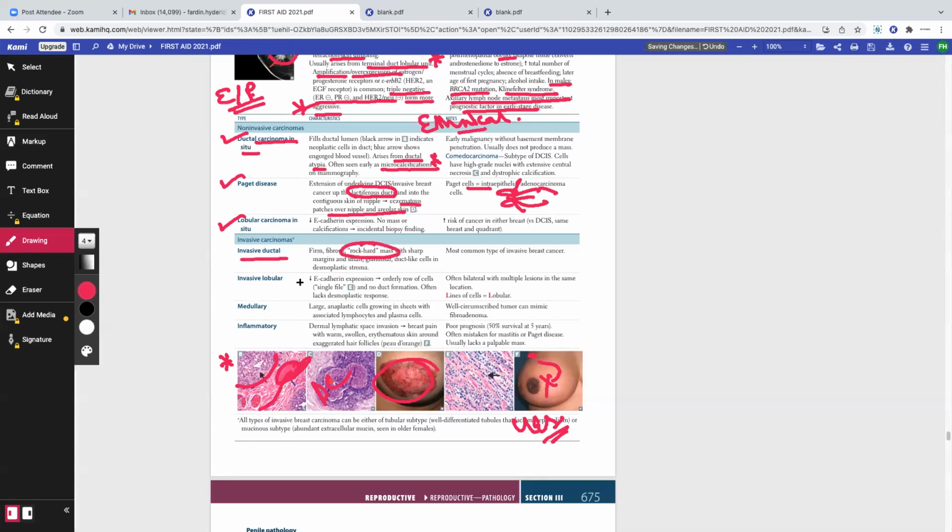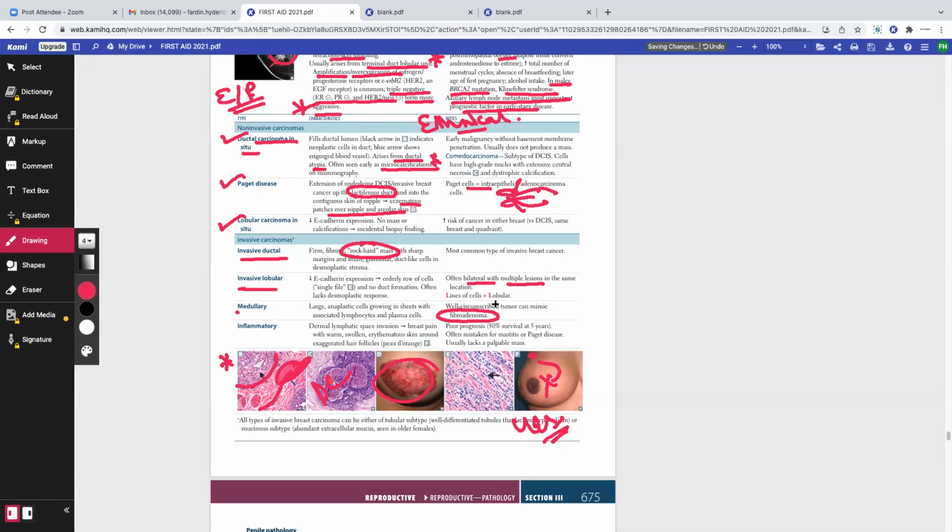Duct-like cells in a desmoplastic stroma, not important. Invasive lobular carcinoma is the same thing, except they have invaded, right? And they could be bilateral with multiple lesions. Now let's talk about medullary carcinoma. These are large anaplastic cells which grow associated with lymphocytes and plasma cells. They're well-circumscribed tumors. They can mimic fibroadenoma.